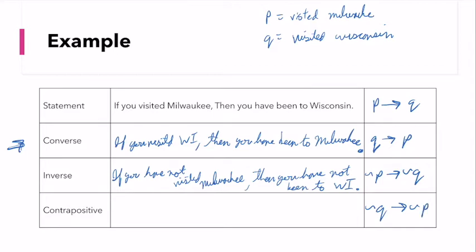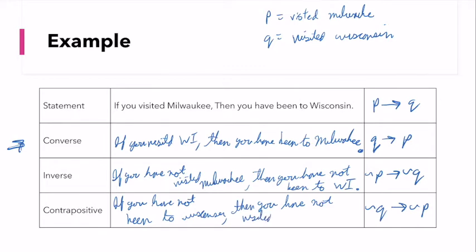So this would be, if you have not been to Wisconsin, then you have not visited Milwaukee. And I'm getting a little lax with the words visited and been to. Some teachers might be more particular about how that's done, but what really matters is that you're getting your point across. You're getting the negation where you need it, and you're flipping your two statements that you've been given.